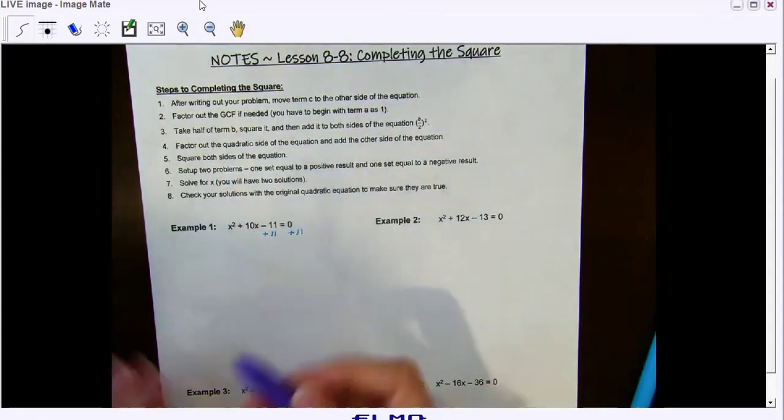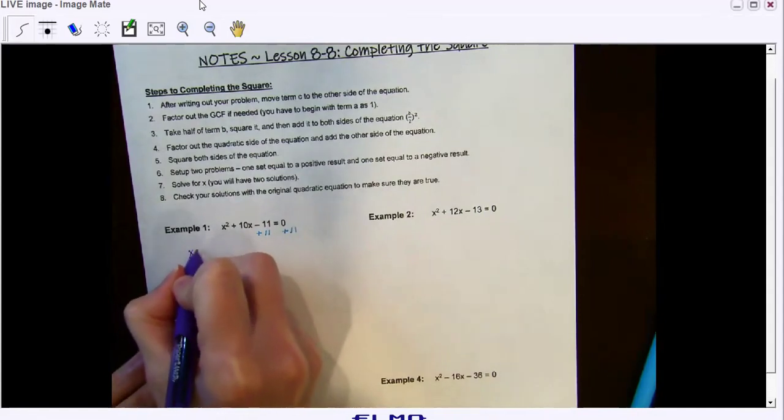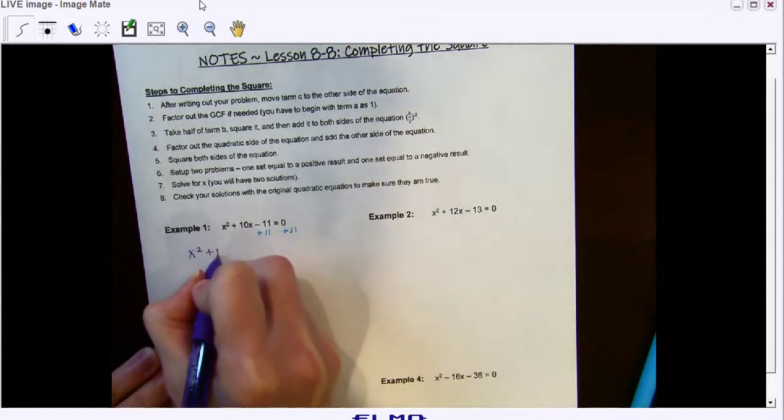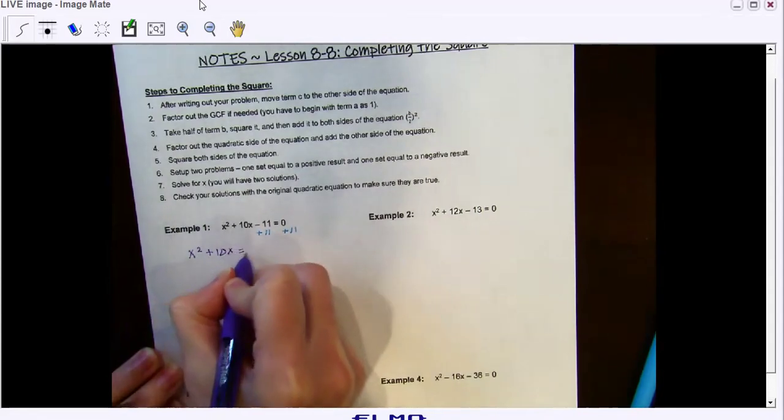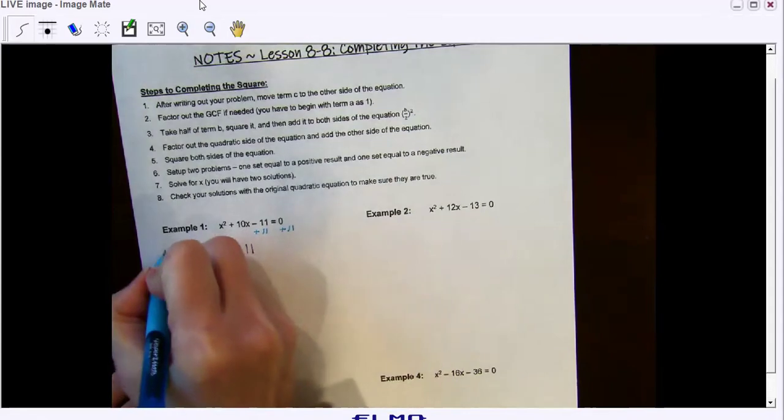And we get x squared plus 10x equals 11. Oops. And that is step 1 right there. Okay.